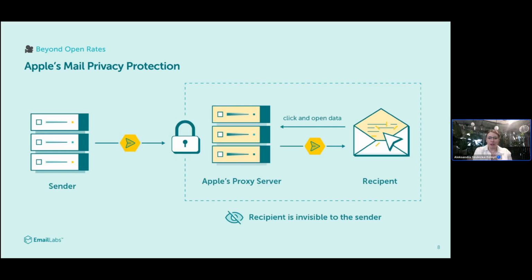And what does it do? It actually hides the IP address of the recipient so that the activity cannot be tracked by the sender. So the clicks and opens that you actually see while sending to, for example, iCloud users is probably artificial and fake and made by Apple's proxy server. So this is something to think about while calculating open rates.